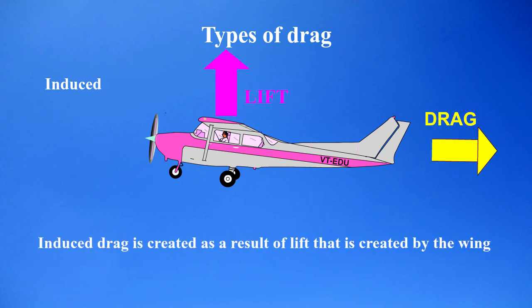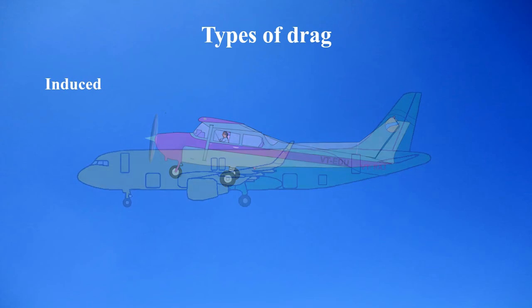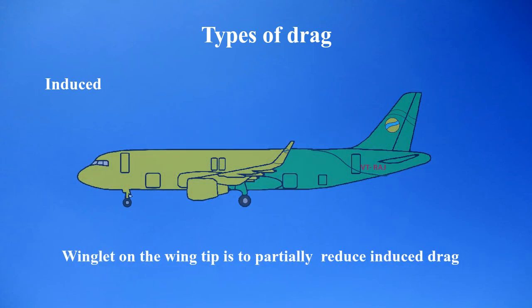Induced drag. It is created as a result of lift that is created by the wing. The winglet on the wingtip is to partially reduce induced drag.